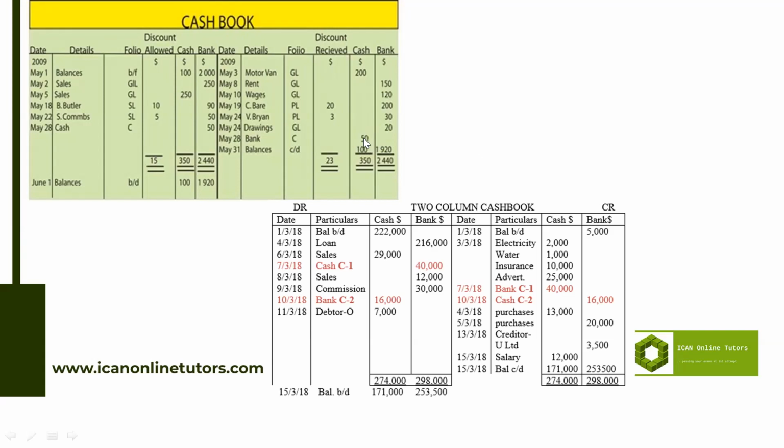You can see here, we credit the cash and we debit bank. So that means that the money is withdrawn from our cash, and we take it to the bank. It's still our money. So you can see May 28th, this C, we use it to represent contra. All right.